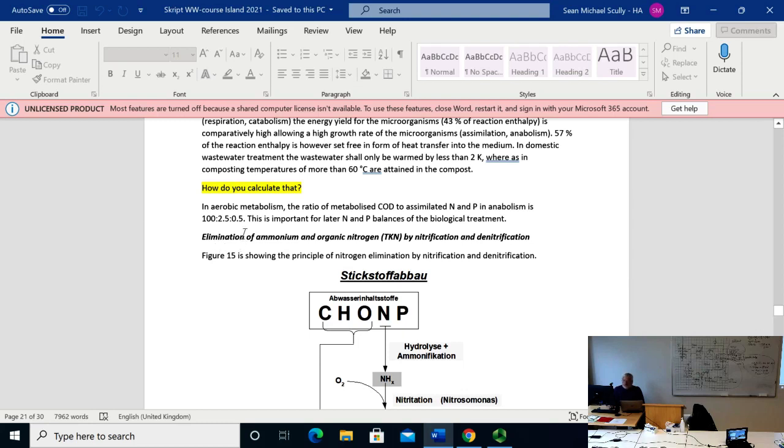Elimination of ammonia and organic nitrogen. The sum of ammonia and organic nitrogen is often referred to as TKN, total Kjeldahl nitrogen. That's because the analysis was invented by Mr. Kjeldahl. And this is eliminated by nitrification, denitrification. Organic nitrogen is mostly in the form of proteins. A little bit is DNA in the side chain, but that's also negligible from the mass point of view.